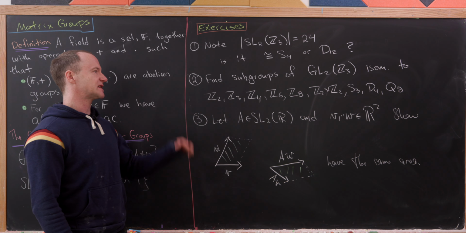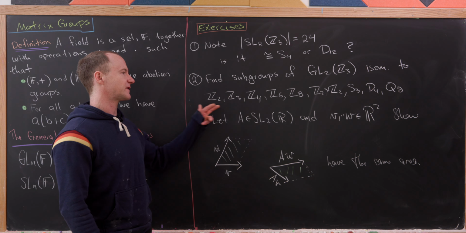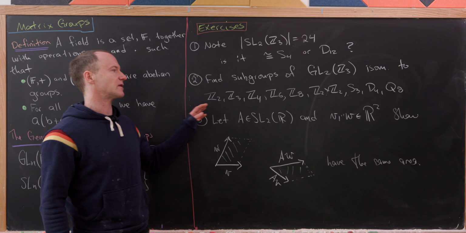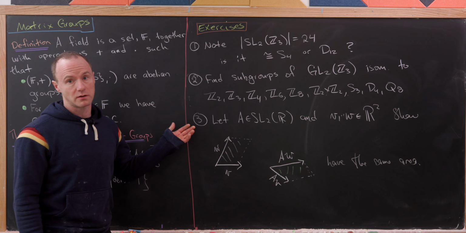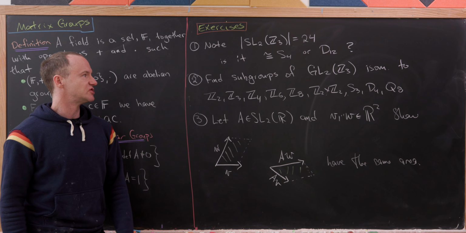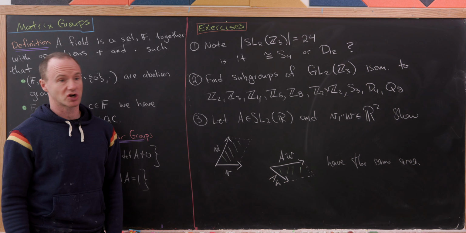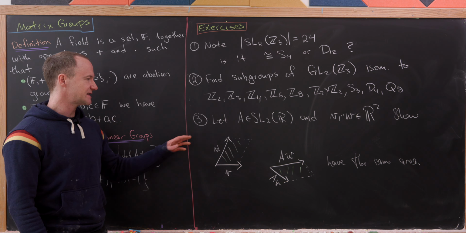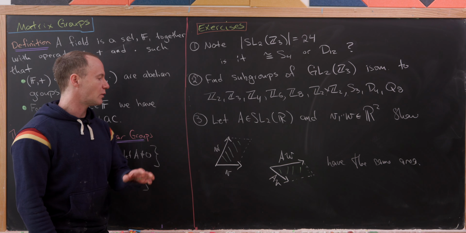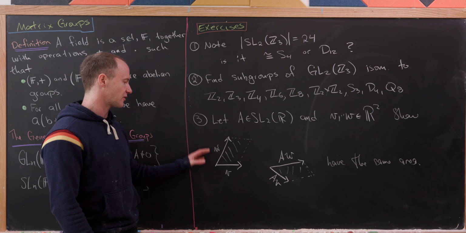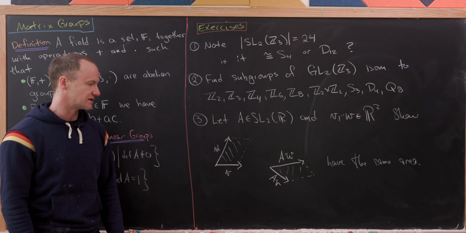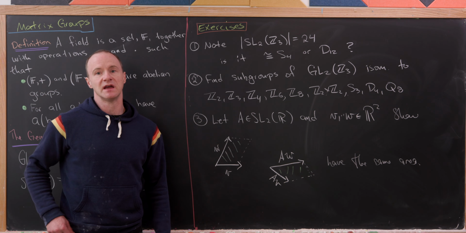Next up, let's find subgroups of GL2Z3 isomorphic to groups in the following list. There's a bit of work to do here, but this is not even all types of subgroups that are inside of GL2Z3. I think this is really interesting. GL2Z3 has a lot of structure to it. And then finally, let's say that A is in SL2R and V and W are in R2. Then what we want to do is show that the parallelogram defined by V and W has the same area as the parallelogram defined by AV and AW. And that's a good place to stop.